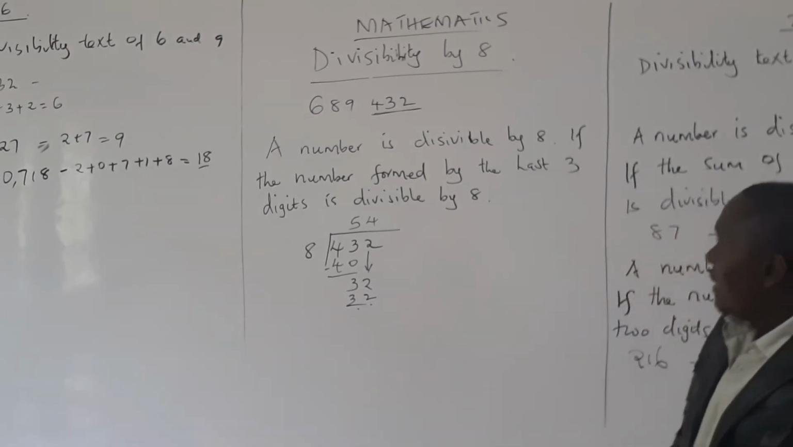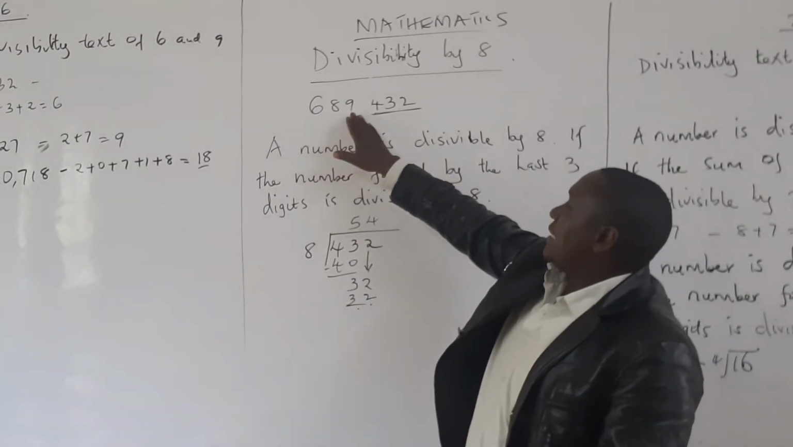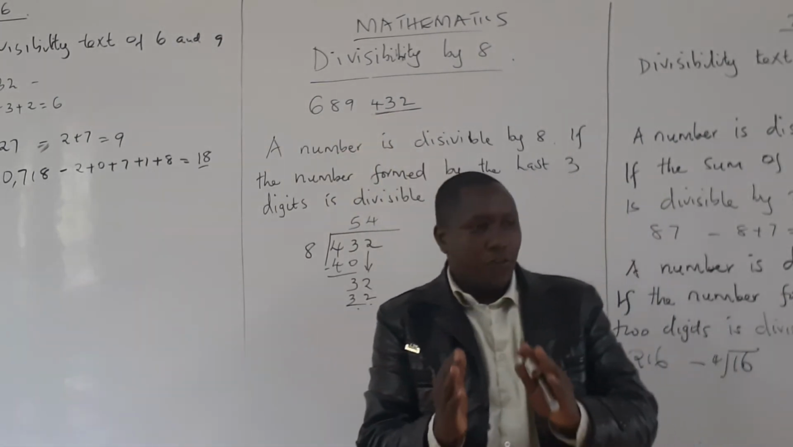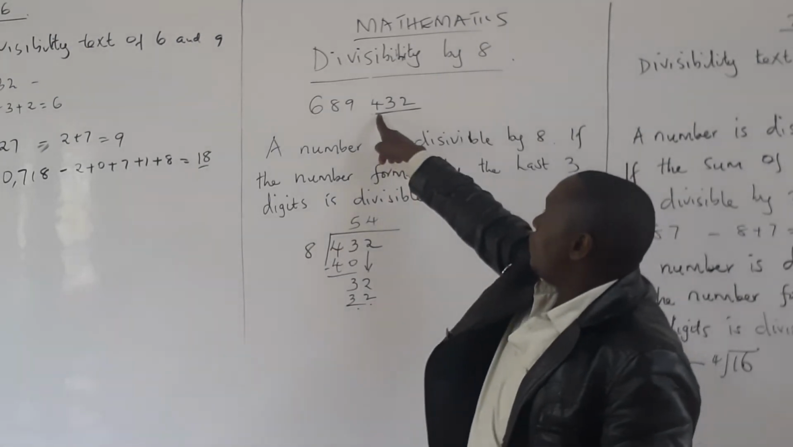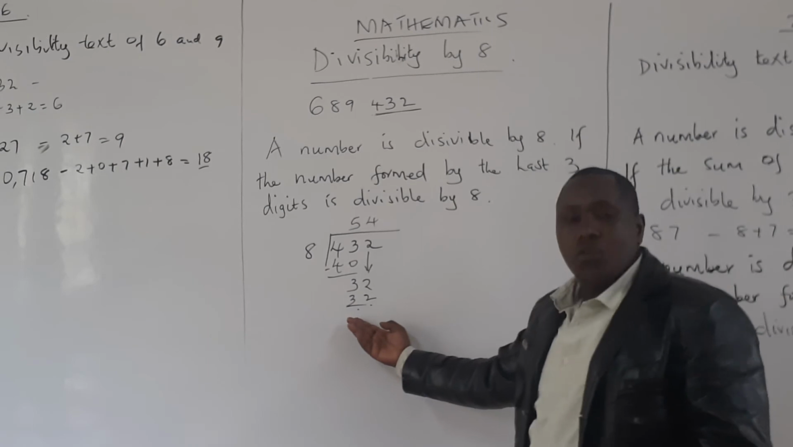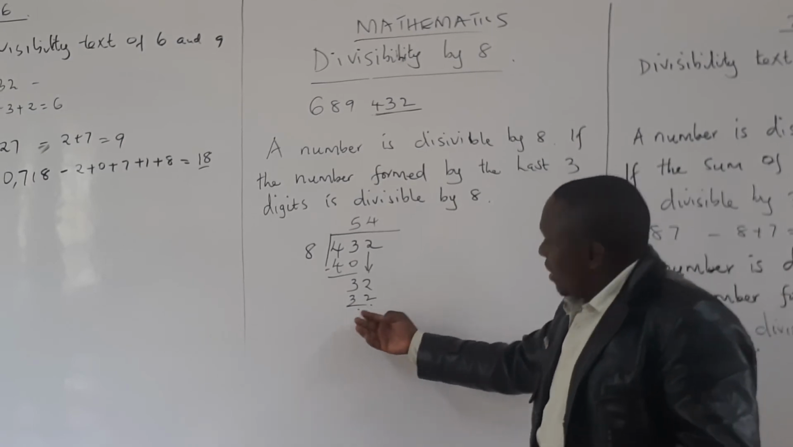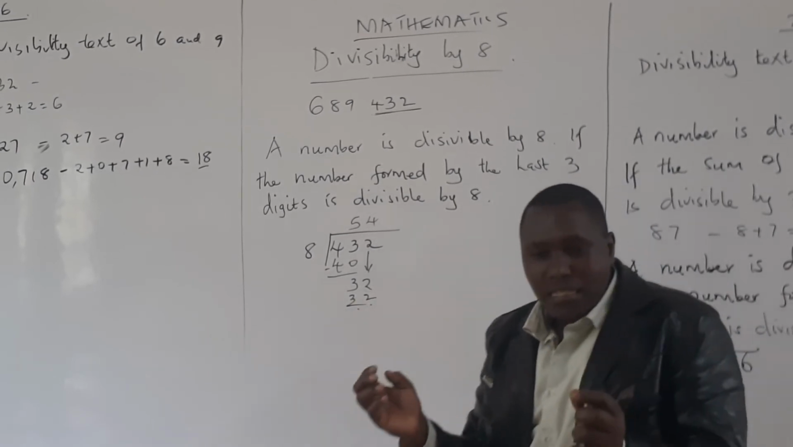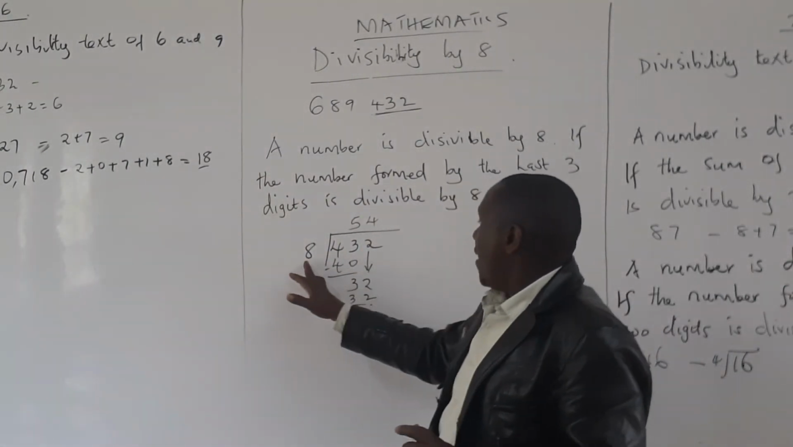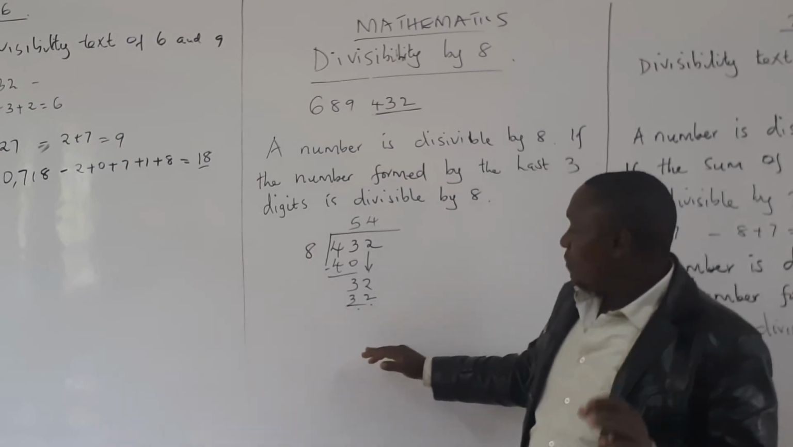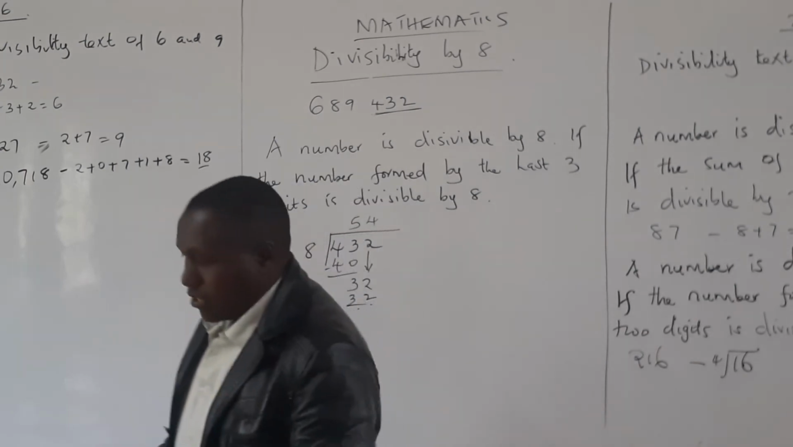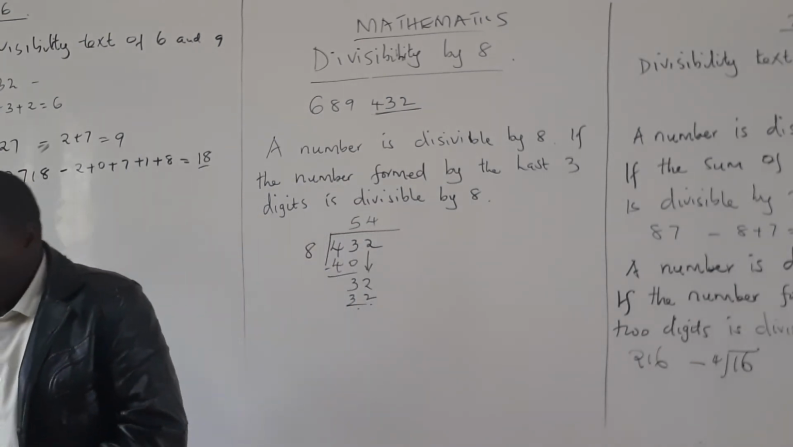That means the number 689,432 is divisible by 8 because the number formed by the last 3 digits is divisible by 8. You use the long division method here. So when the number leaves no remainder, it means it is divisible by 8. It should divide completely. There should not be any remainder there. That tells you that number is divisible by 8.